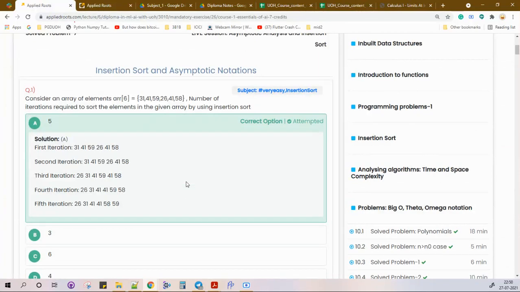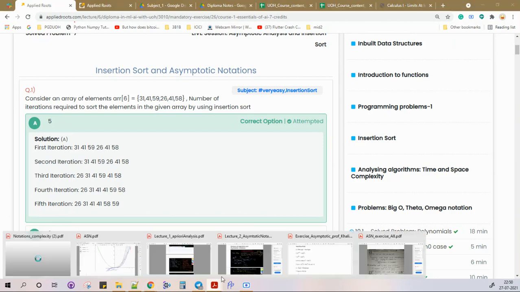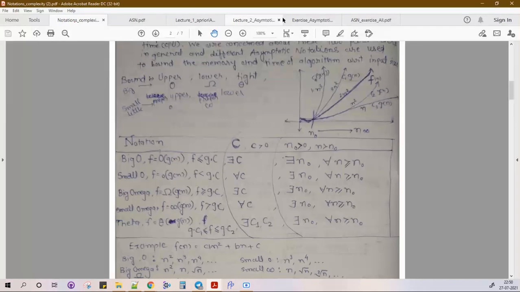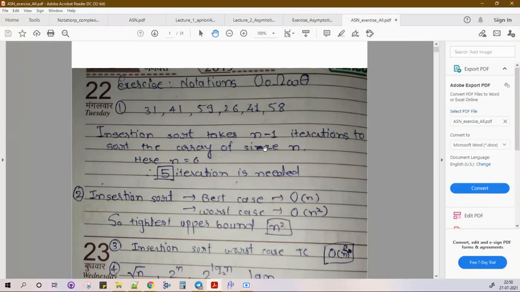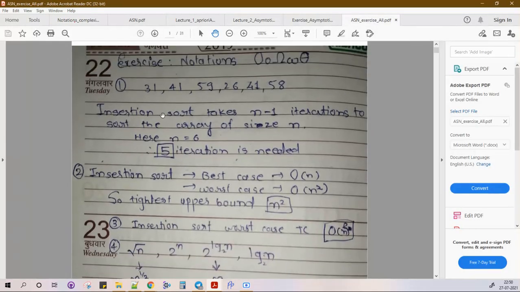Okay, so consider an array of elements given: 31, 41, 59, and so on. How many iterations are required to sort the elements? Very nice question to start. So how many iterations will it need? Before looking at anything, you can directly answer it. If it has six elements, it will take n minus one iterations.